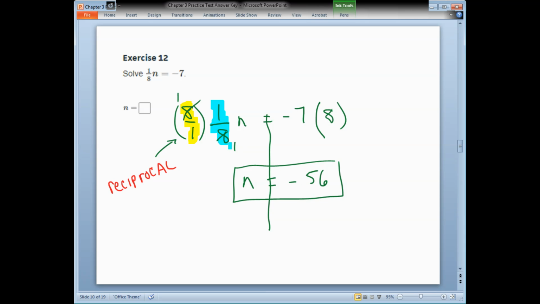So the reciprocal of 1/8 is 8/1, which is the same as 8. So this side I multiply by 8. That side I multiply by 8/1. I get n equals -56.